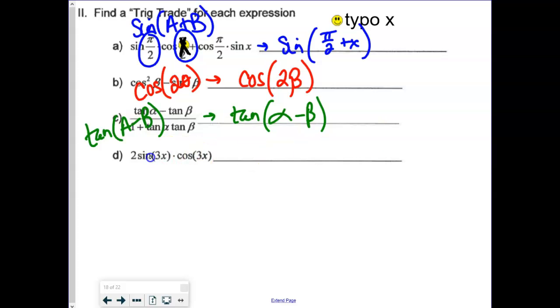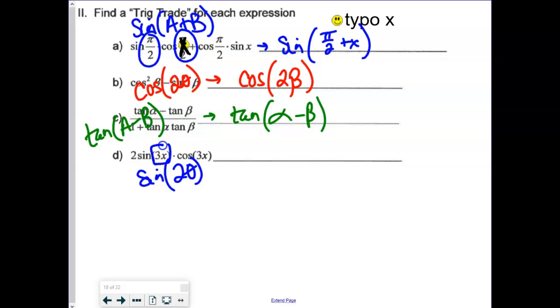All right. Now this one looks a lot like a question on your test, and kids get a little bamboozled by this one. 2 sine cosine. That's from today. It's double sine. Yep, it's sine 2 theta.